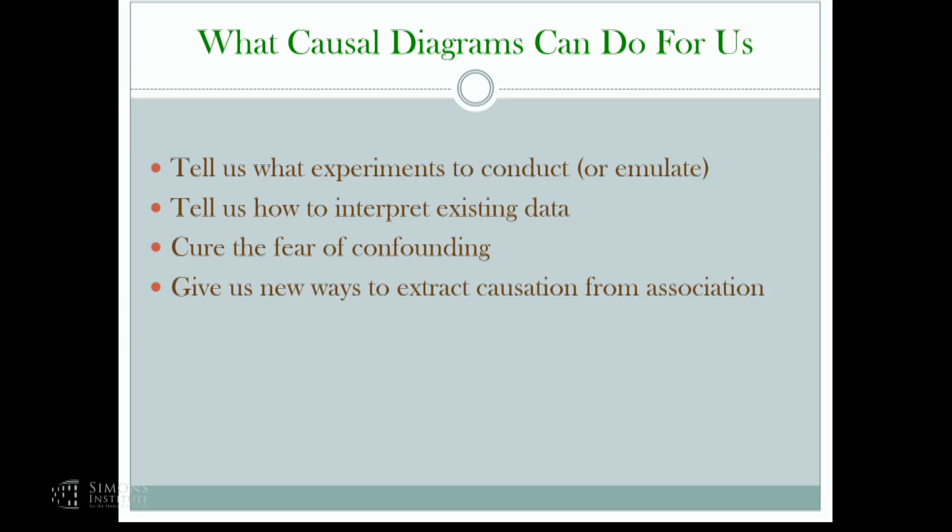And finally, they give us new ways to extract causation from association. An example of that is Pearl's front door formula, and there are many more examples. This in particular would look like black magic to statisticians of the 1950s, but it's absolutely possible today.